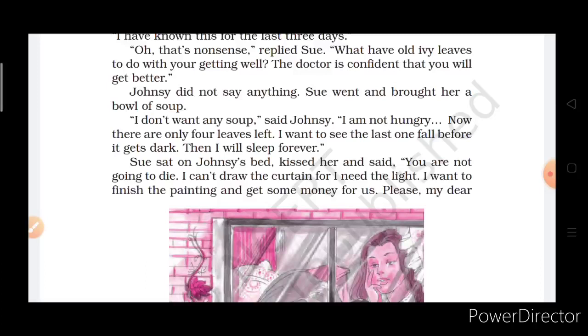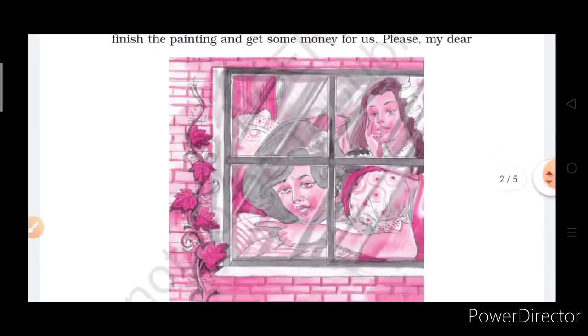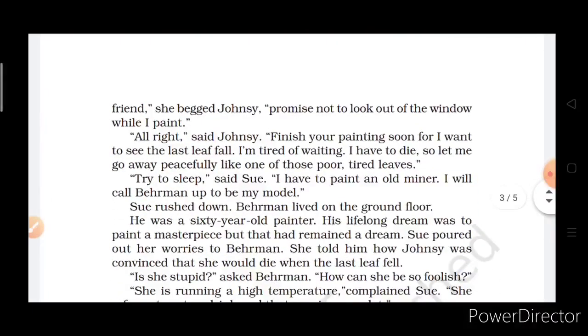Sue sat on Johnsy's bed, kissed her, and said, "You are not going to die. I can't draw the curtain, for I need the light. I want to finish the painting and get some money for us. Please, my dear friend." She begged Johnsy, "Promise not to look out of the window while I paint."